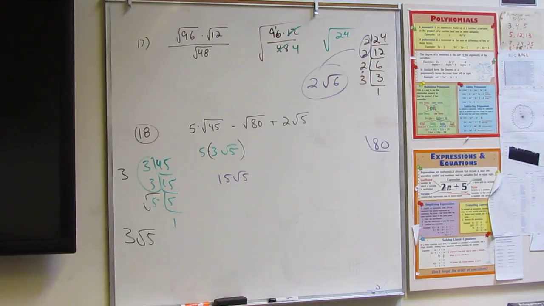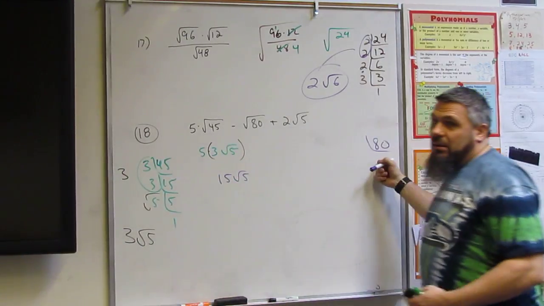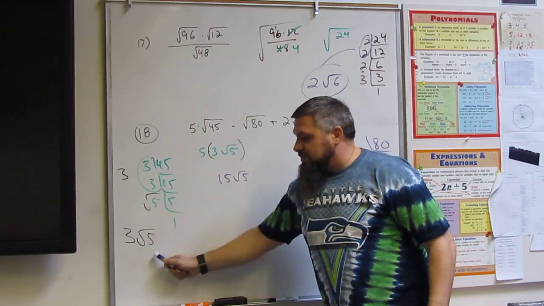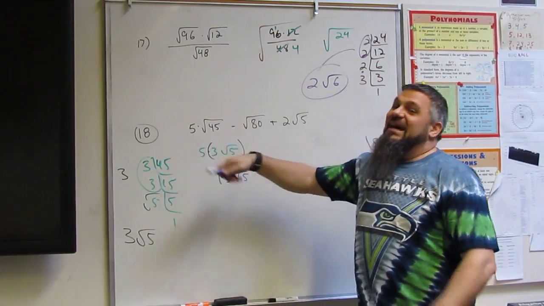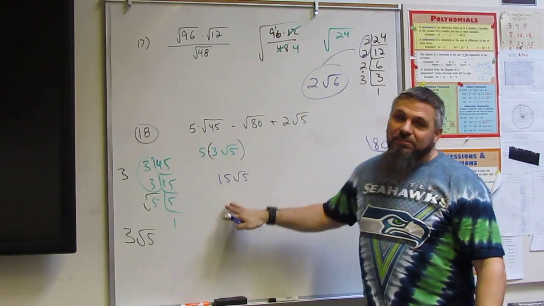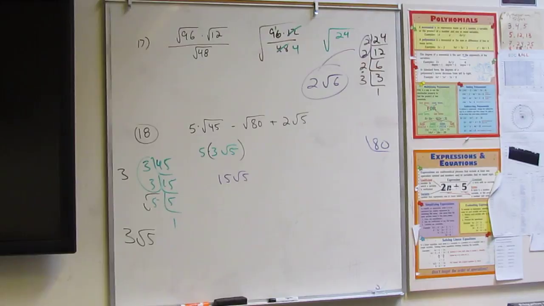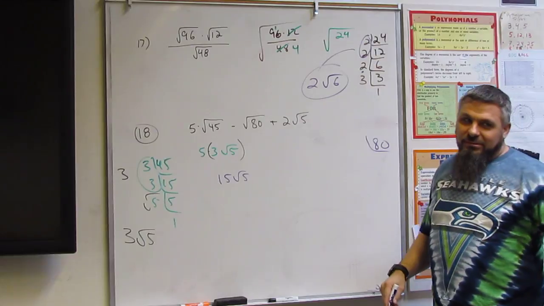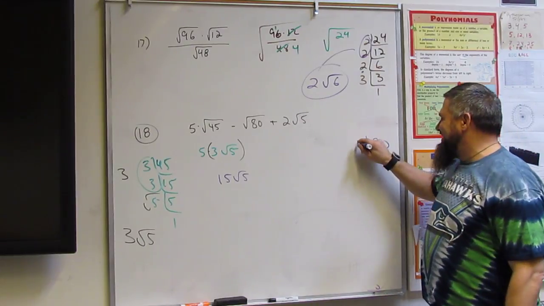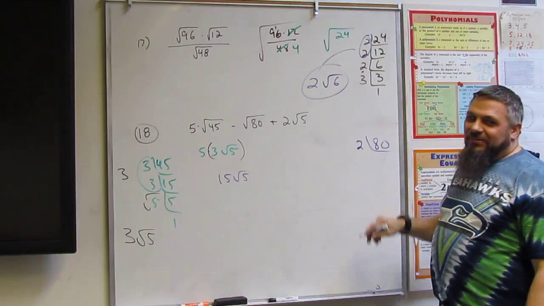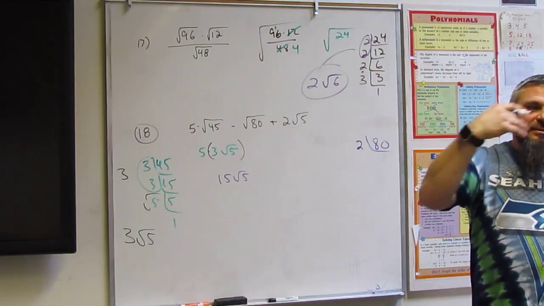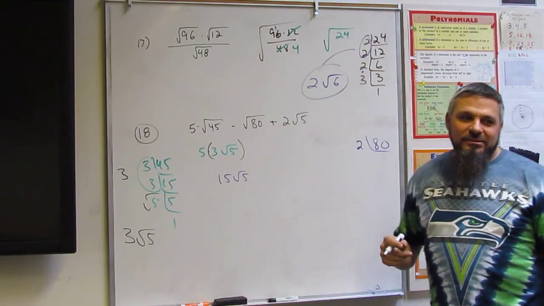So 80. How do I break 80 down? What goes into 80? No, for the last one. The 45 is 3 square root 5, but it's 5 times that, so it ends up being 15 square root 5. All right, what goes into 80? 16. Or 2. I was going to say 2 would be a lot easier. No, because 16 has a perfect square. That's another way of doing it.